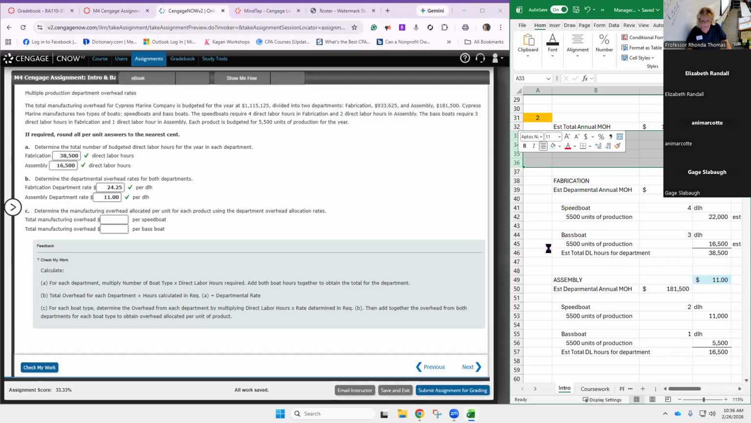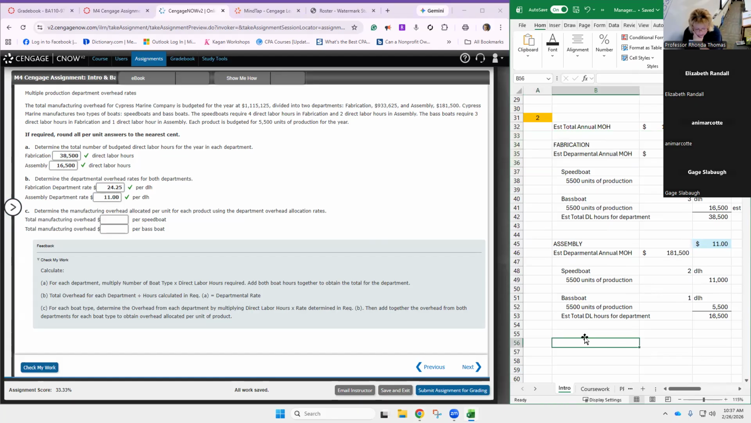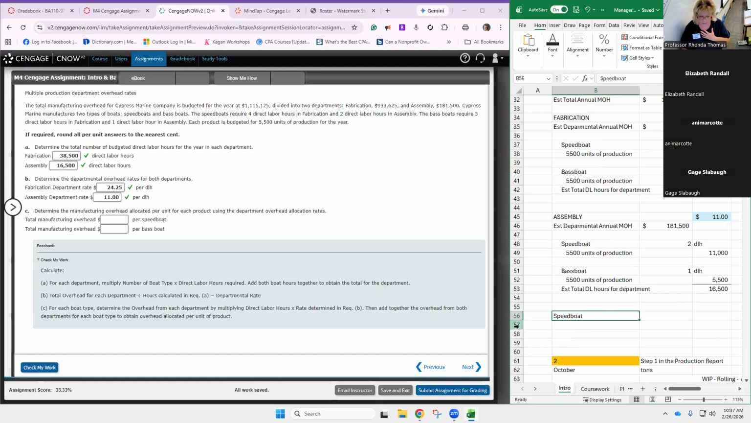Okay, last piece of this, then. The last piece of this is to determine the manufacturing overhead per unit for each product using the departmental overhead allocation rate. So if you look at the speedboat, now I'm going to separate these two, because now we're not talking departments, we're talking products. Up here, we were talking departments. So the speedboat and the bass boat.